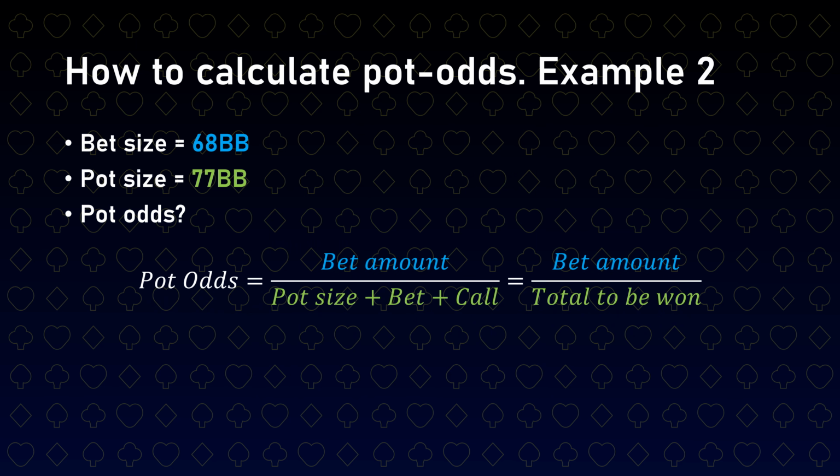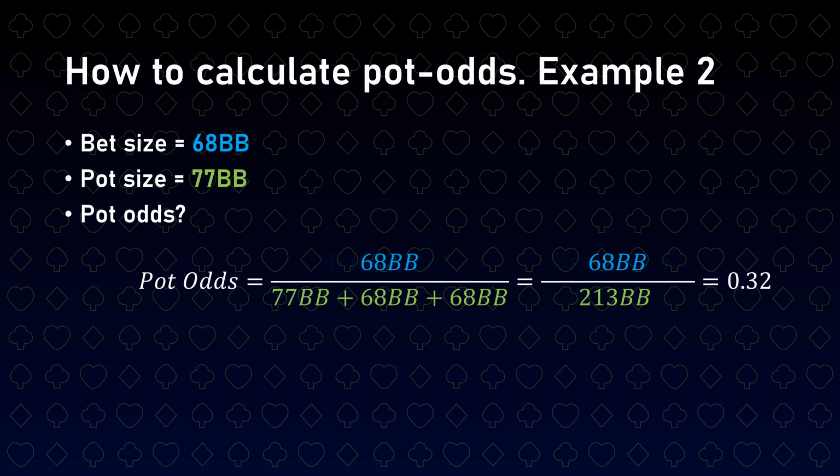The pot size is currently 77 big blinds. The bet size is 68 big blinds. As before, the amount to call is the same as the bet size. This gives a total to be won of 213 big blinds. When we punch in the numbers this time, it comes out to a ratio of 145 to 68 or a percentage of 47%. Now you are probably thinking the exact same thing I first thought.